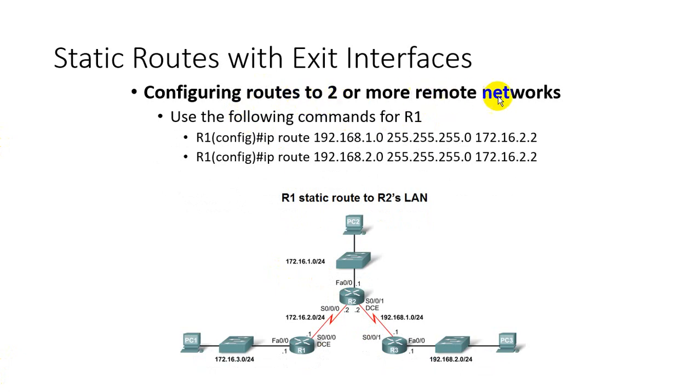Configuring routes to two or more remote networks, we can use the following commands in R2. For example, if this router wants to reach this network, then it has to use ip route 192.168.1.0, 255.255.255.0, and the next hop will be 172.16.2.2. Similarly, if it wants to reach the 192.168.2.0 network, then we have to write this remote network and the remote subnet mask, and the next hop will be 172.16.2.2.